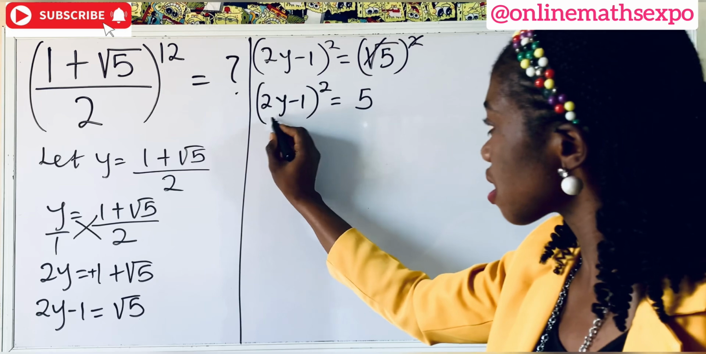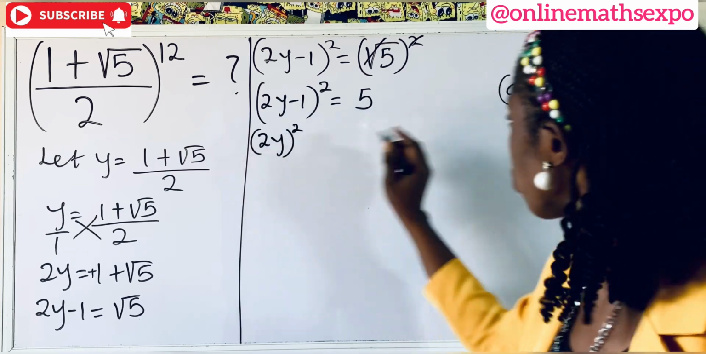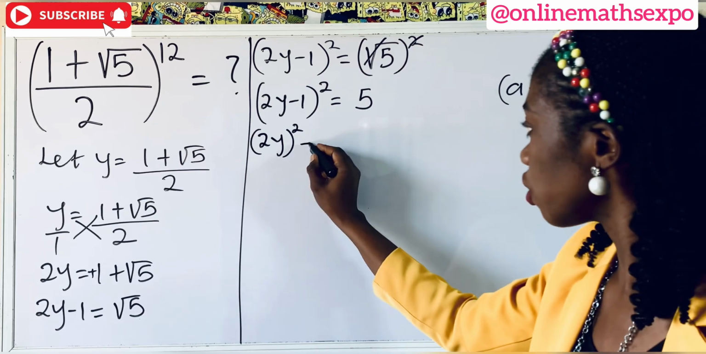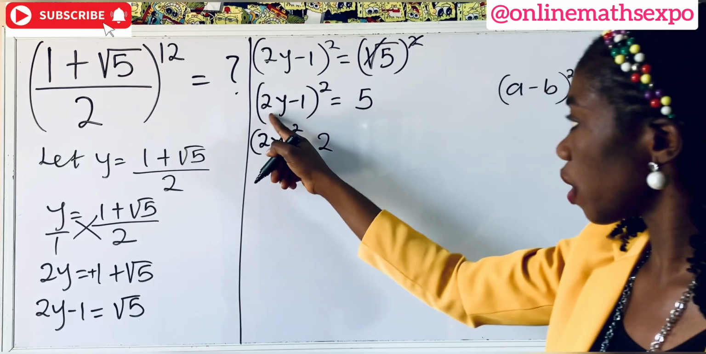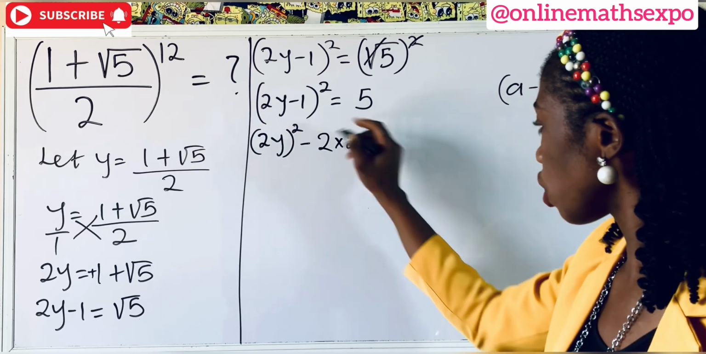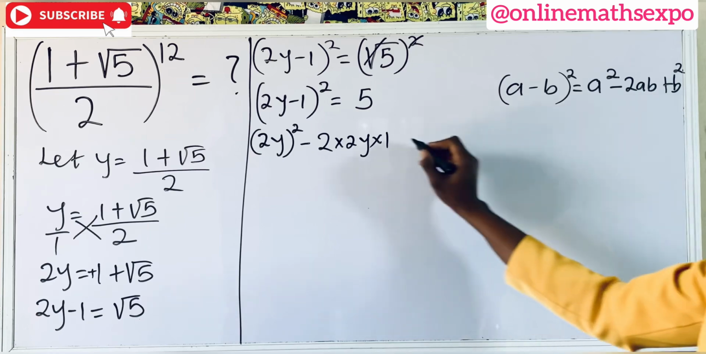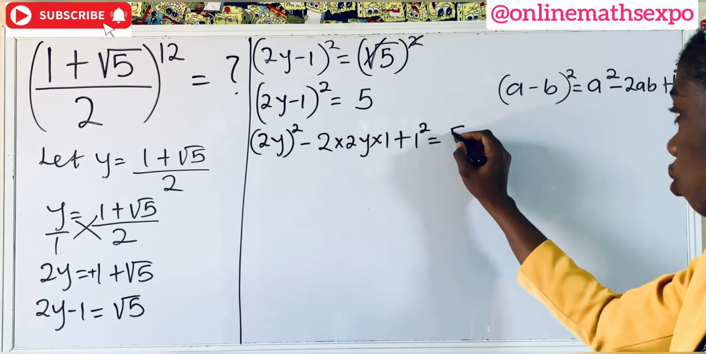So in this case, this is our a. So we're going to have 2y raised to power 2 from here, minus, bring 2, use this 2 to multiply this and this. So we have 2, we multiply 2y, and also multiply 1. Then plus 1 squared, and everything should be equal to 5.